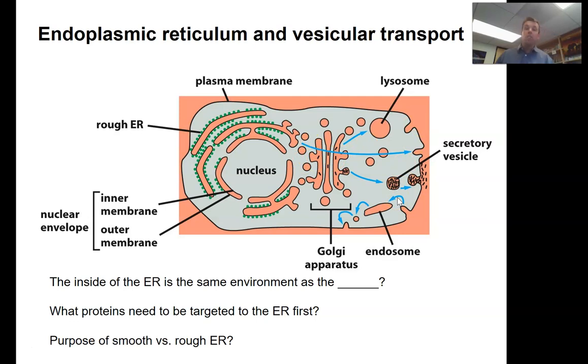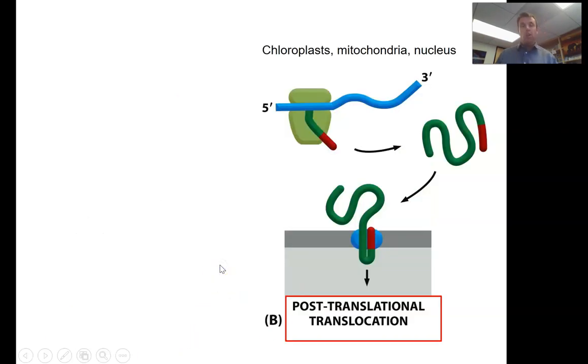The smooth ER, on the other hand, does not have the ribosomes. That's not part of protein synthesis. That's more of lipid synthesis, detoxification of a lot of different chemicals, and things like that. So smooth lipid synthesis, rough protein synthesis. All right, so remember the ER has co-translational translocation.